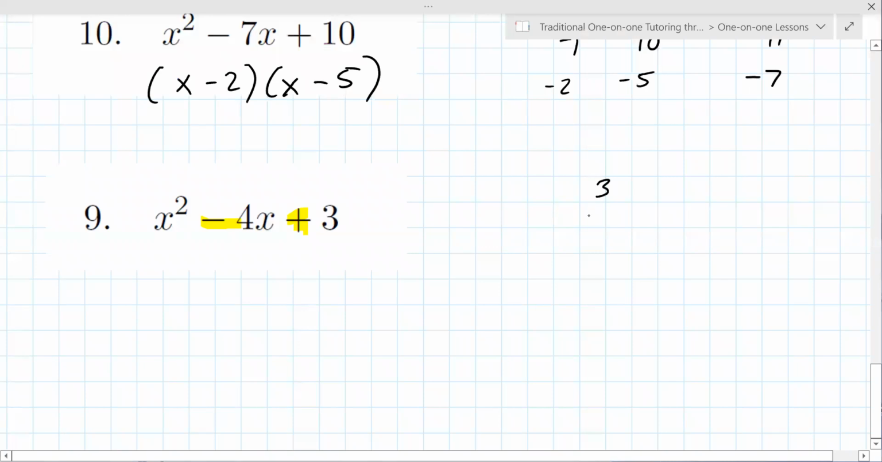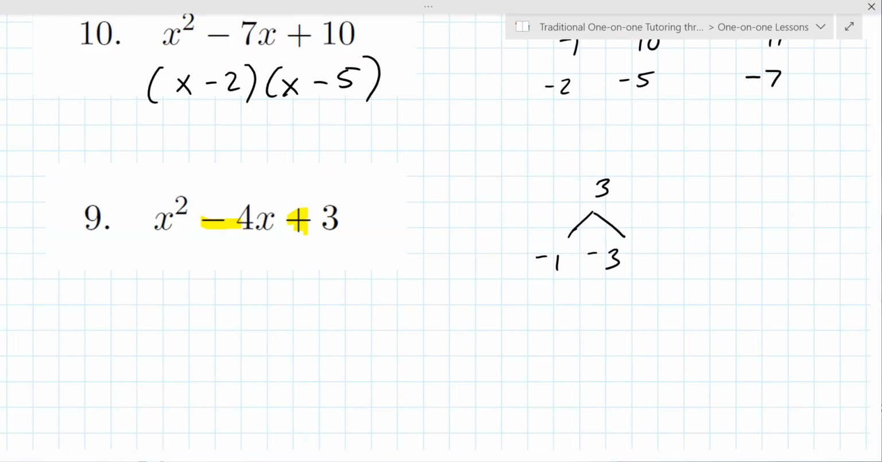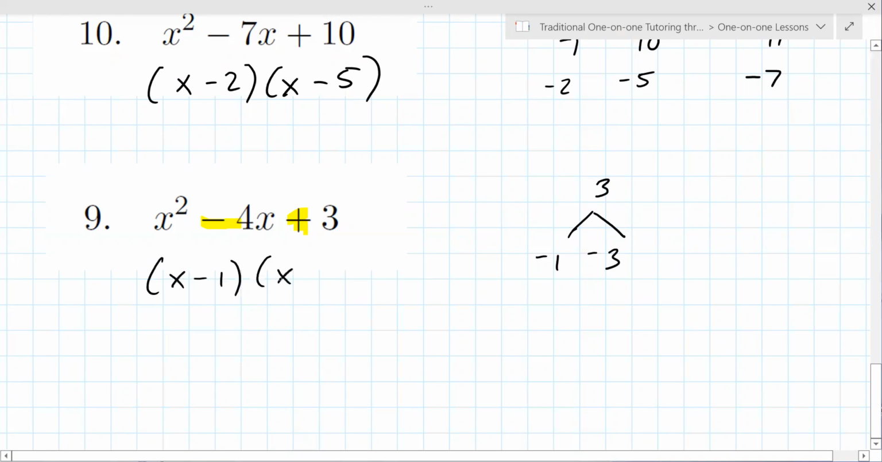Okay, so you look at 3, and normally it's just 1 times 3, right? But that doesn't add up to -4. It adds up to +4. So that's why you have to make them both negative. So this becomes x minus 1, x minus 3.